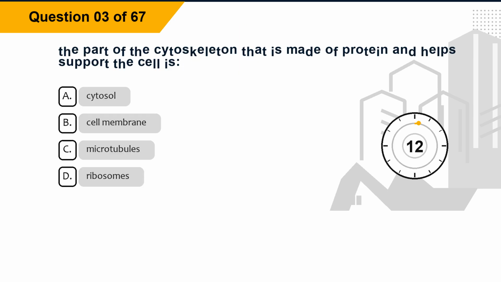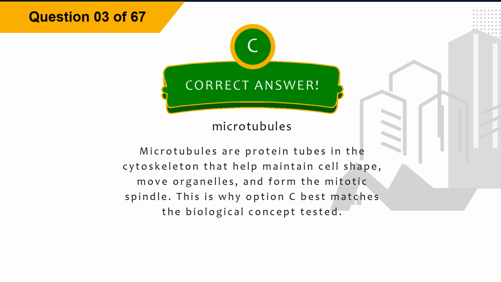Question 3. The part of the cytoskeleton that is made of protein and helps support the cell is option A, cytosol. Option B, cell membrane. Option C, microtubules. Option D, ribosomes. The correct answer is option C, microtubules.